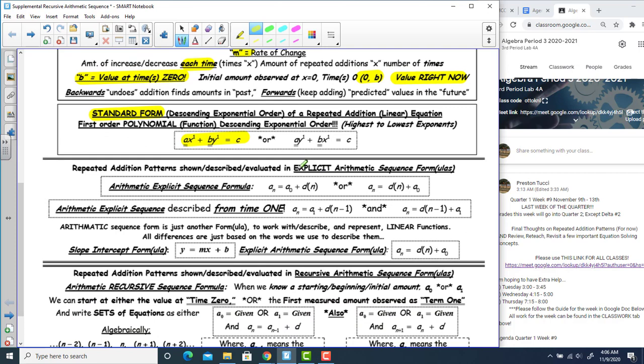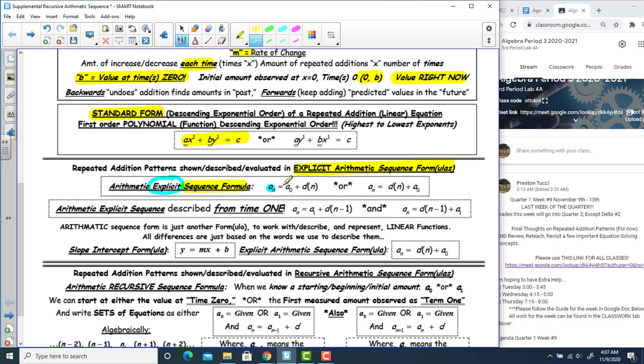Yesterday we talked about repeated addition patterns in explicit arithmetic sequence form or formula. And in explicit arithmetic sequence form or formula, the word explicit simply means with great detail. So a sequence formula that has great detail in it is really just similar to y equals mx plus b. The only real differences are that we're calling y a sub n. Remember, a subscript is just a position in a formula.